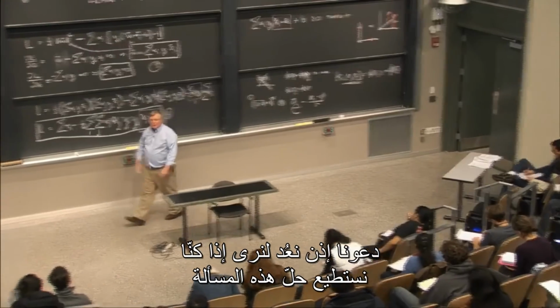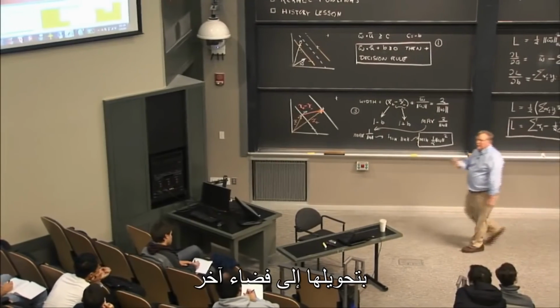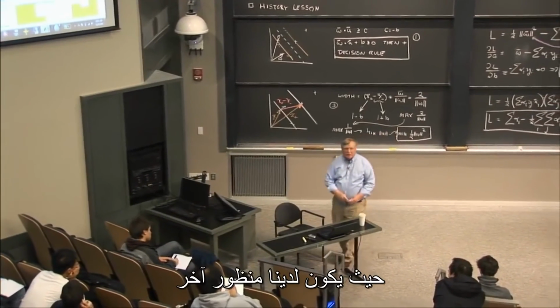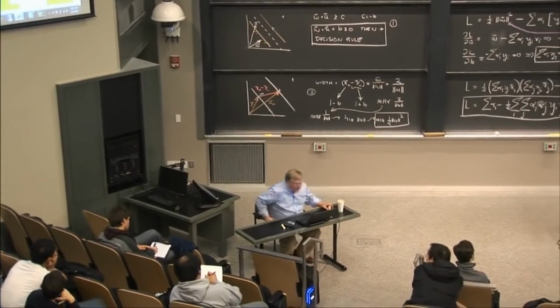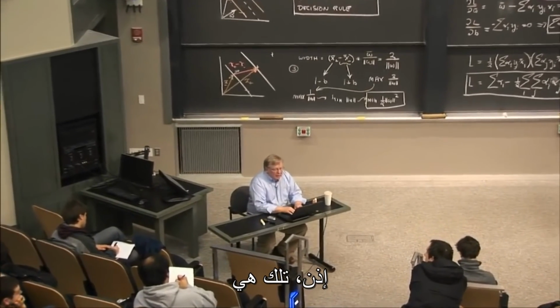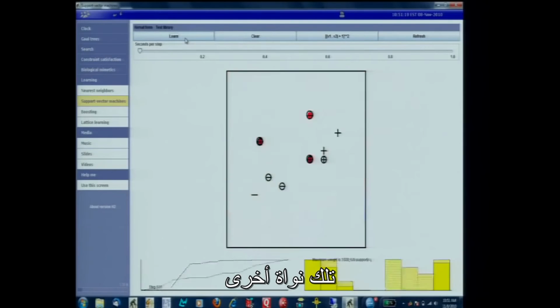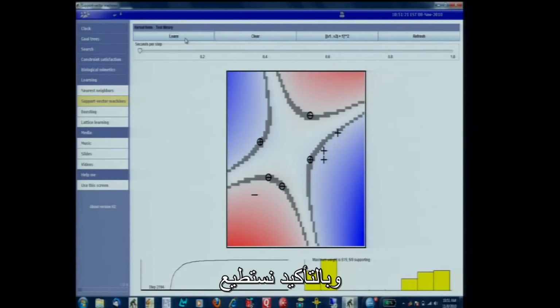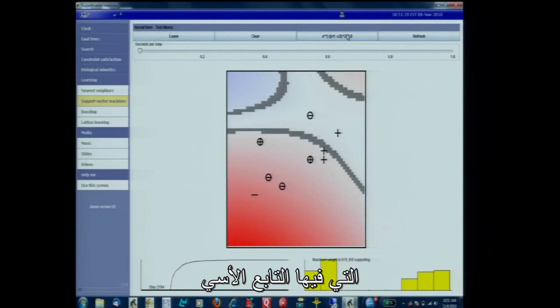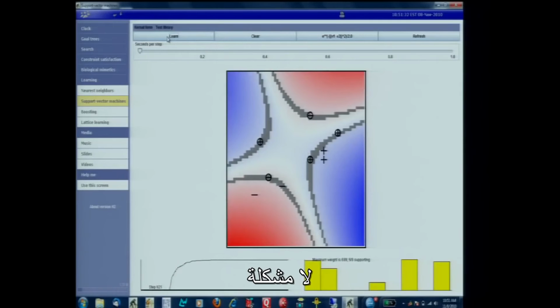So let's go back and see if we can solve this problem by transforming it into another space where we have another perspective. So that's it. That's another kernel. And so sure we can. And that's the answer when transformed back into the original space. We can also try doing that with the so-called radial basis kernel. That's the one with the exponential in it. We can learn on that one. Boom. No problem.